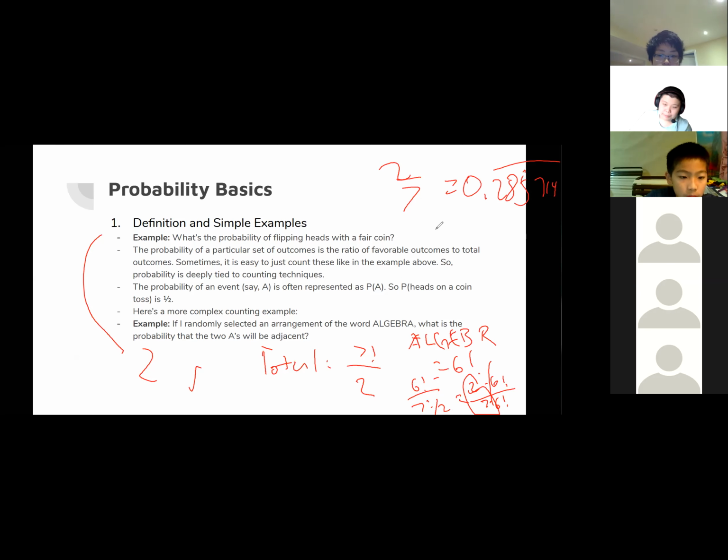But generally, people will just note that instead of having a decimal, you generally want a fraction.